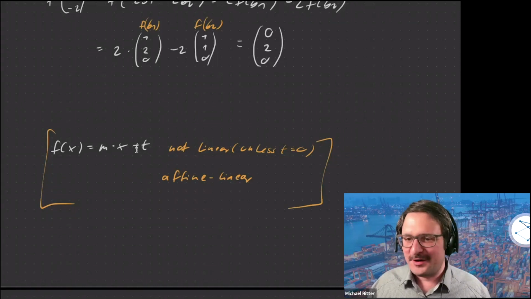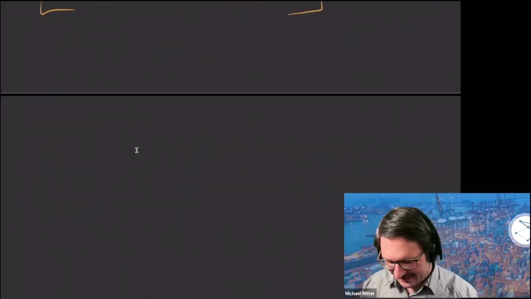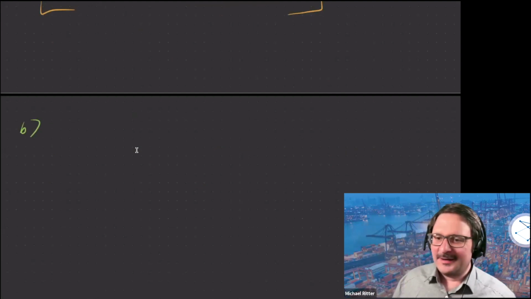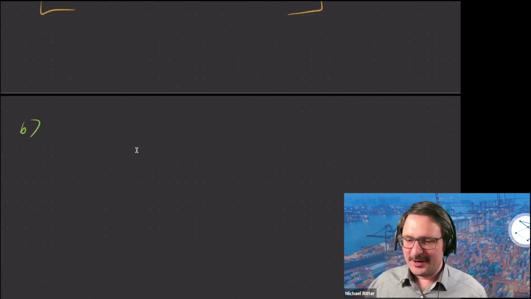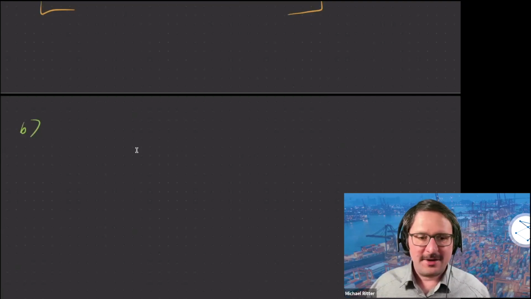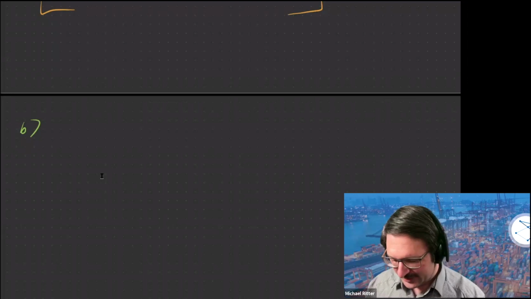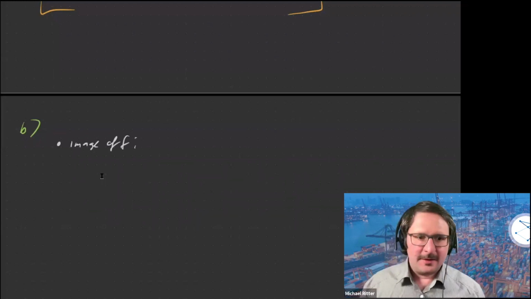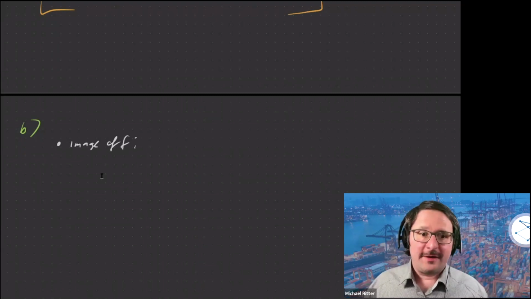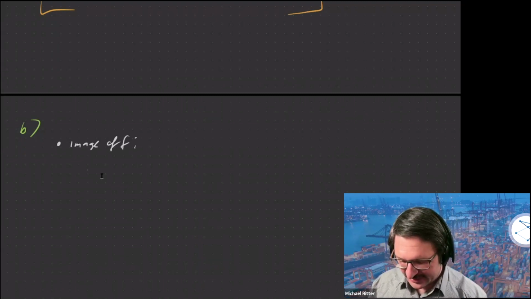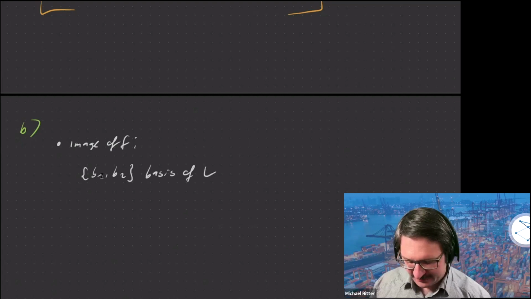Okay, good. Then let's move on to part B. In part B of C2, we are asked to compute the basis of the image and the basis of the kernel of F. Let's do that. We'll start with the image. Obviously, the image is again spanned by the values of F on a basis. In this case, we have B1, B2, that's the basis of V.